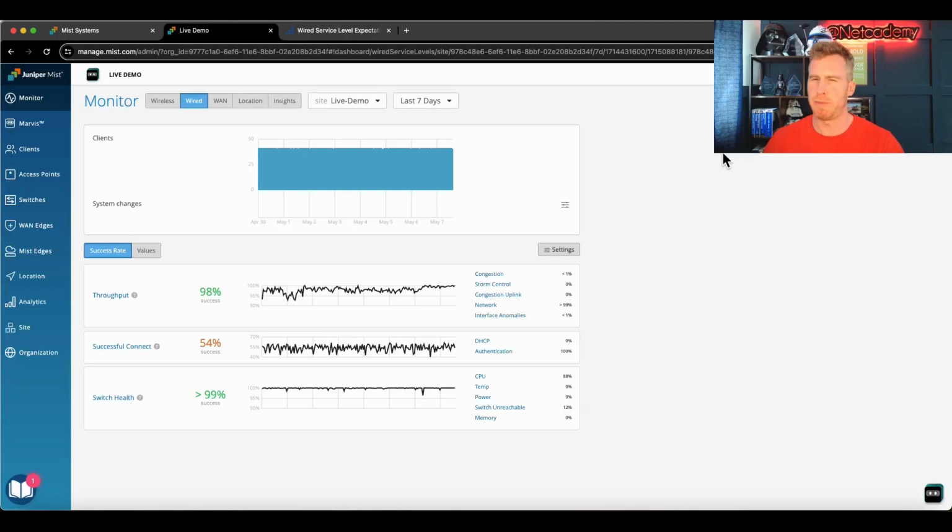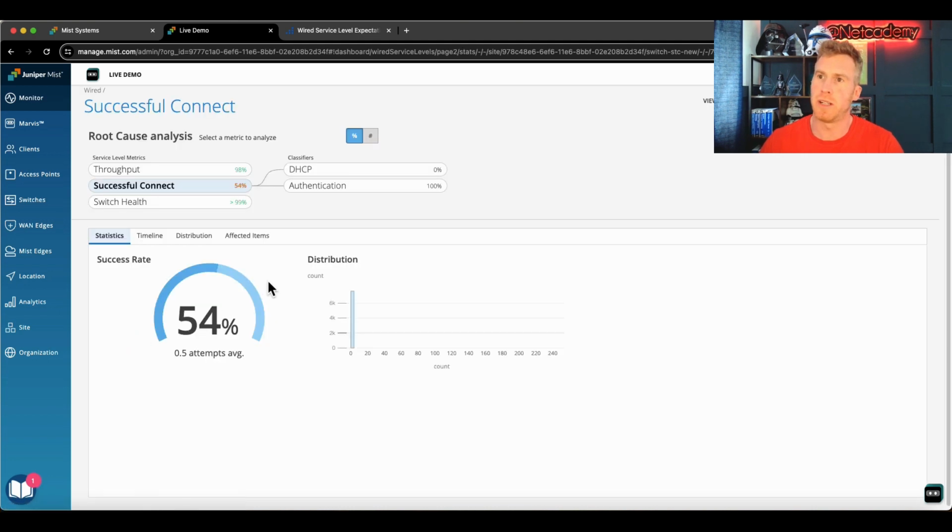But let's bring it back a step. We're not here to talk about documentation. We're here to talk about the user interface. So what I'm going to do is initially focus on the successful connects, because this is okay, but it's not the best. It's at 54%.